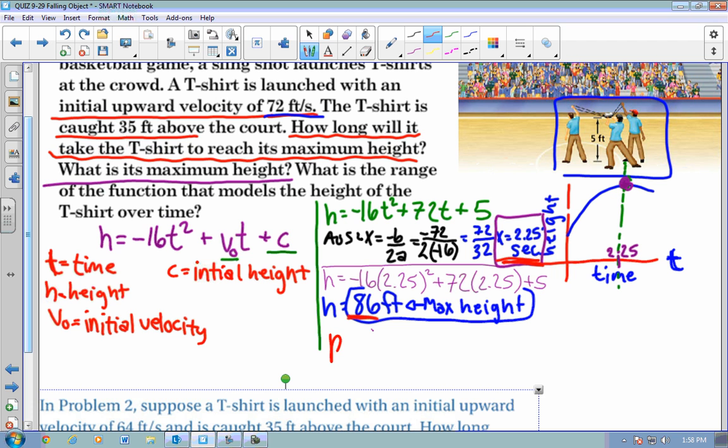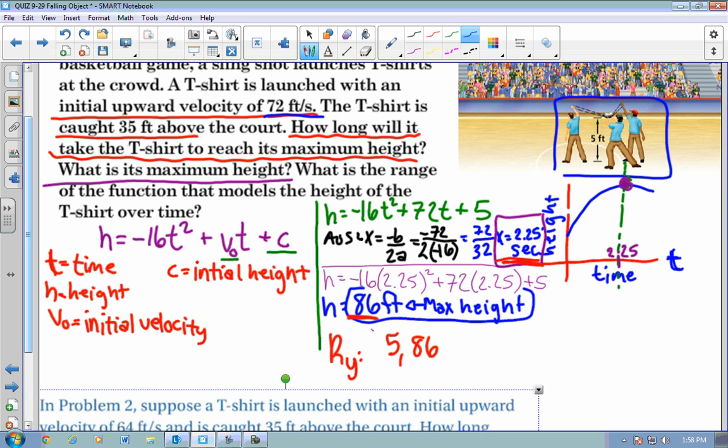Okay, range time, R sub Y. Who wants to volunteer their neighbor? 5 feet to 86 feet. I need a little more specifics. I don't need the feet. Parentheses. Okay, let's talk about why.